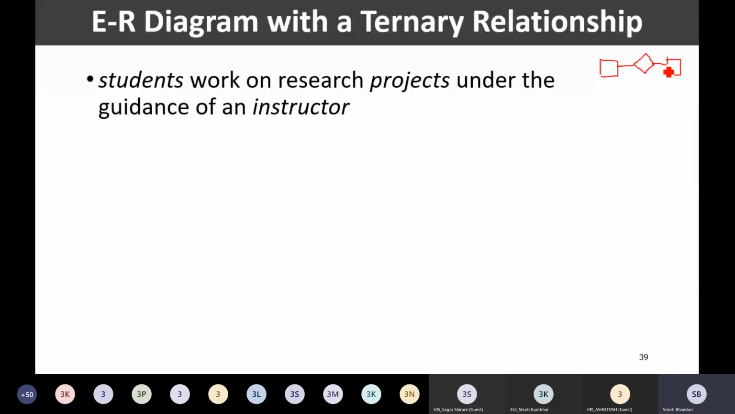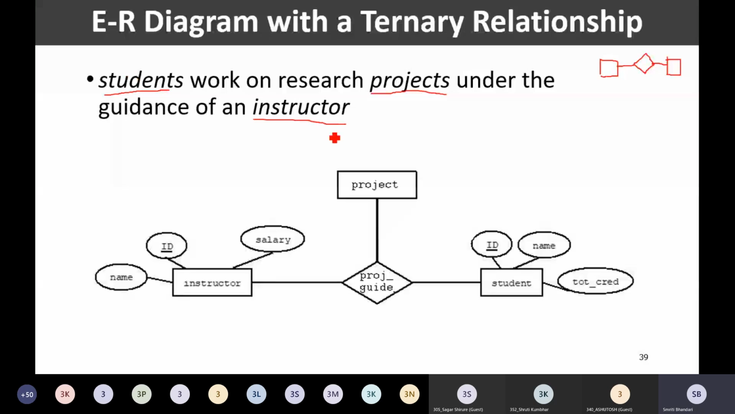Okay. So, let us see one example. Students work on research projects under the guidance of an instructor. So here we are having 3 entity sets participating in the relationship. So how to depict it? We may depict it like this.